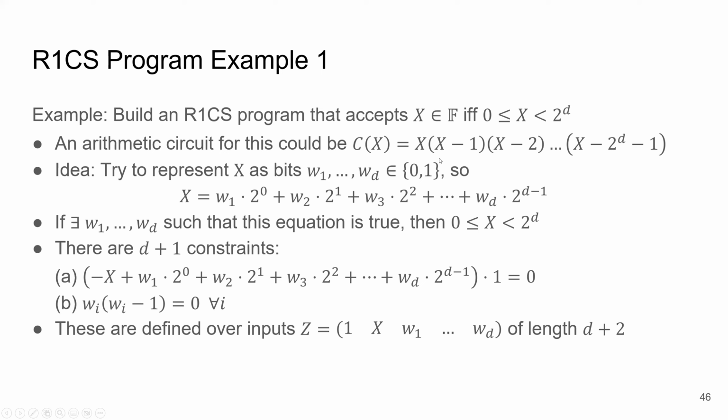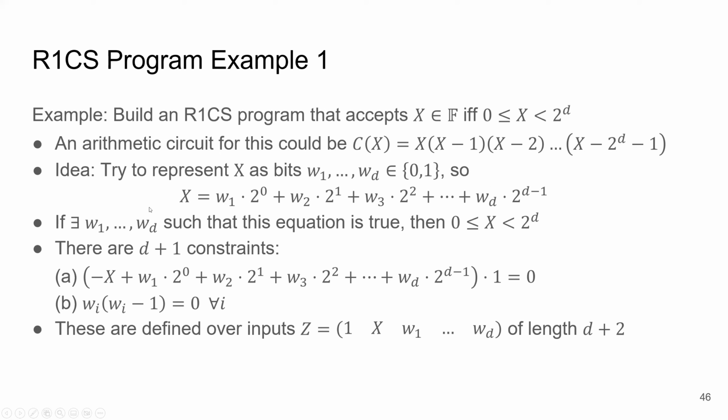Each of these W1 through WD is either 0 or 1, such that X can be represented as W1 times 2 to the 0 plus W2 times 2 to the 1 plus W3 times 2 to the 2. So basically, these bits are the binary representation of X, if X is within this range. If there exists such a binary representation such that this equation is true, then that's enough for us to show that X is less than 2 to the D. If X is greater than 2 to the D, or if X is negative, then this representation should fail.